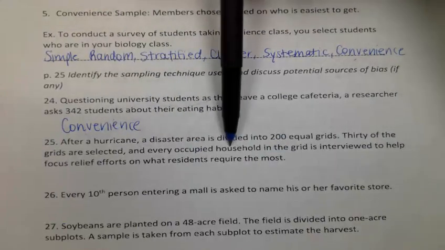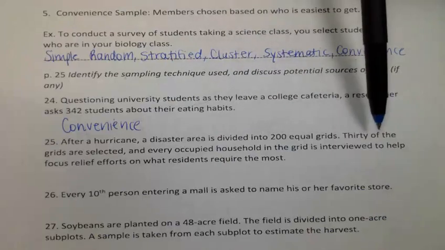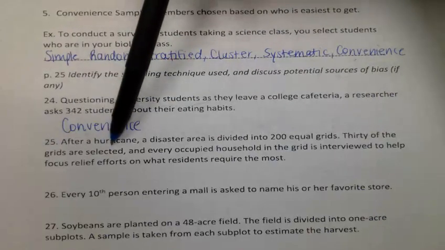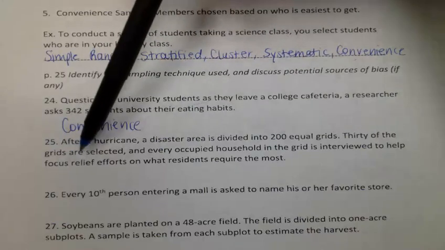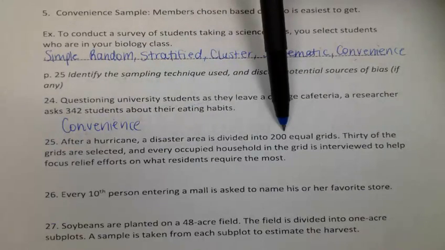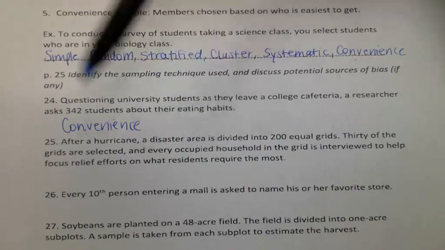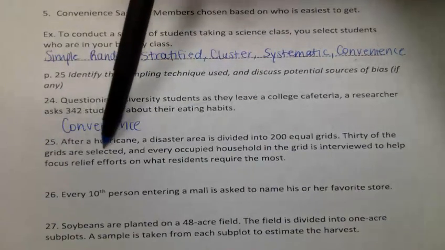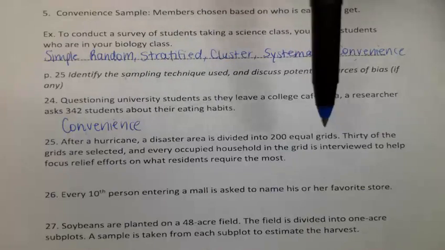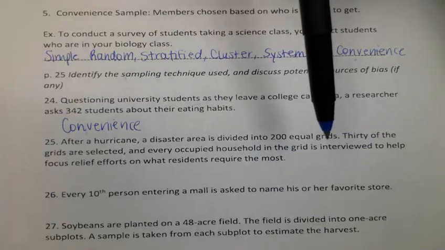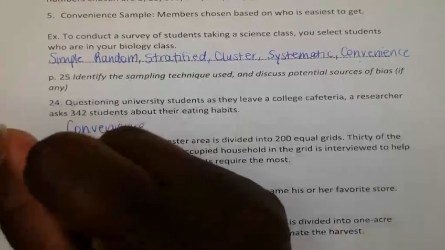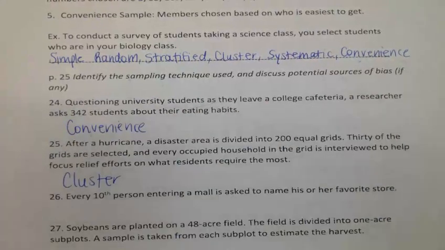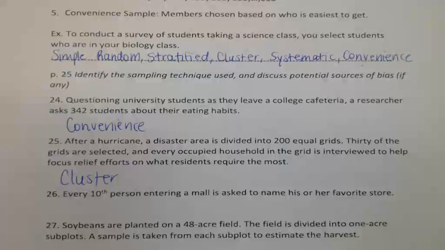Stratified, this was divided into groups. 30 of the grids are selected and every household. So even though 30 grids were selected out of the 200, what did they do with it? Did they take the whole entire grid or did they take a few of the houses? They took the whole thing, right? So that's actually cluster. Cluster because they took the whole thing.